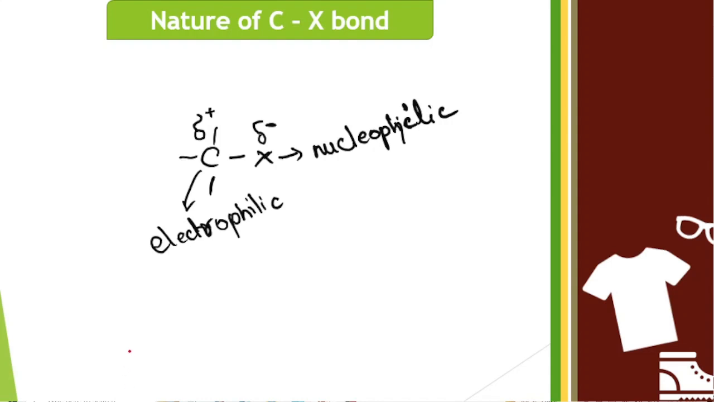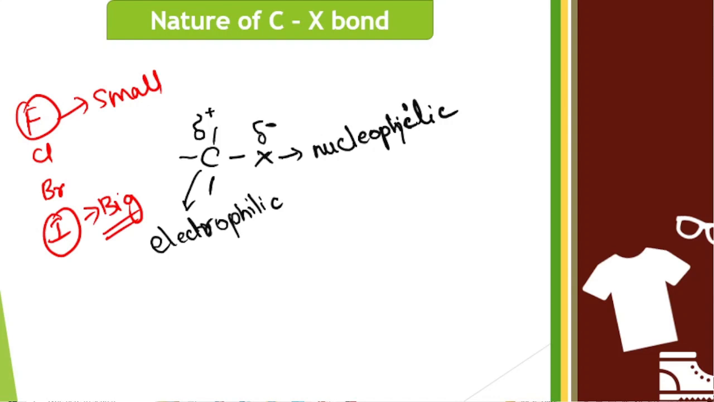Here is another question that arises: how will the bond length be? As the size of the halogen atom increases, the bond length also increases. Fluorine is the smallest atom, then chlorine, bromine, iodine. Iodine is the biggest atom.